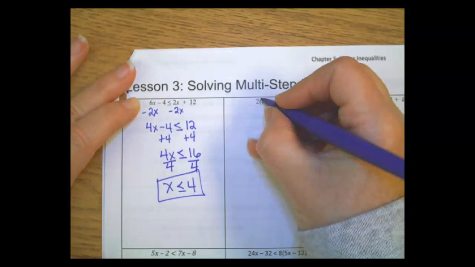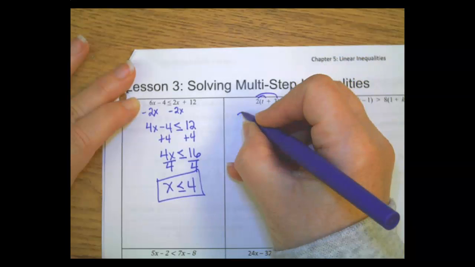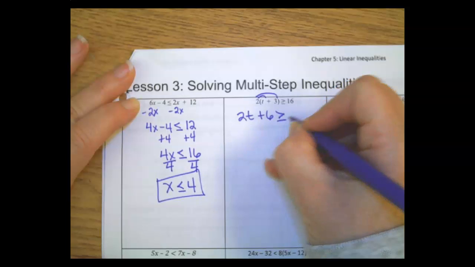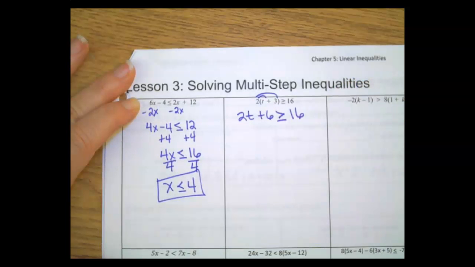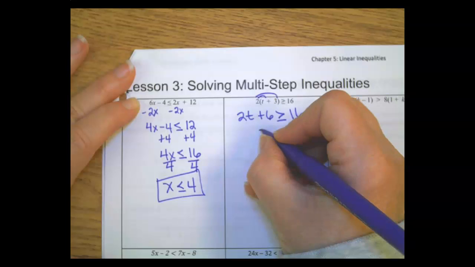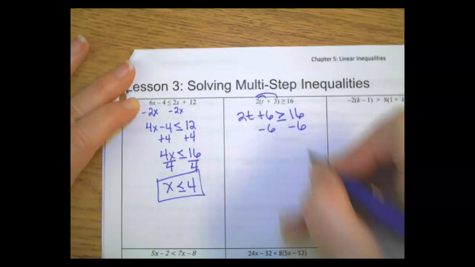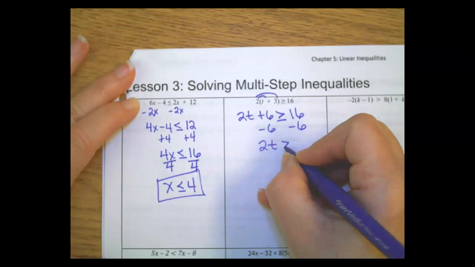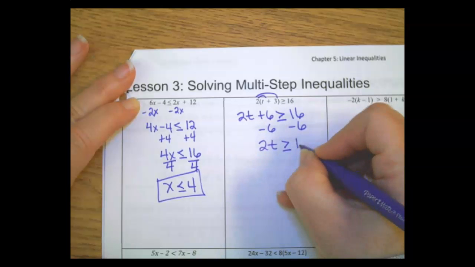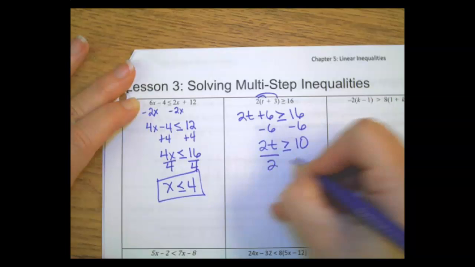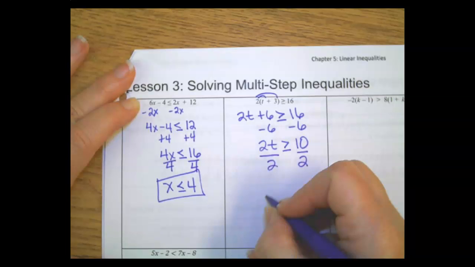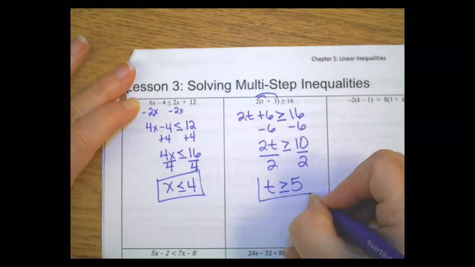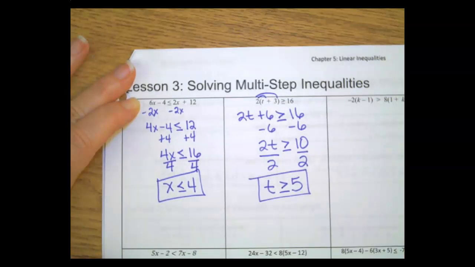We need to distribute first. So 2t plus 6 is greater than or equal to 16. Now it's just a regular two-step. Subtract 6 from both sides. 2t is greater than or equal to 10. Divide by 2. T is greater than or equal to 5. I feel like I'm going kind of fast.